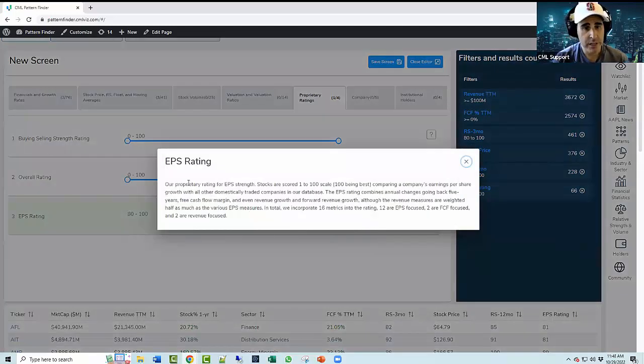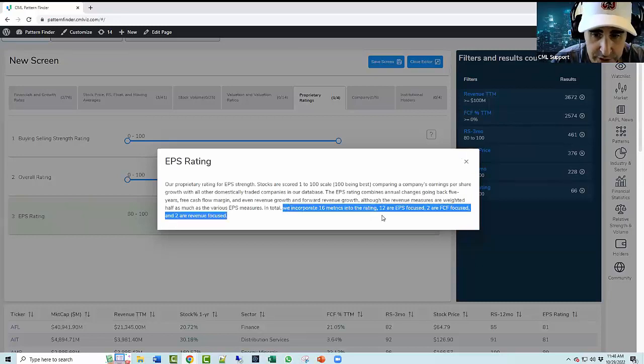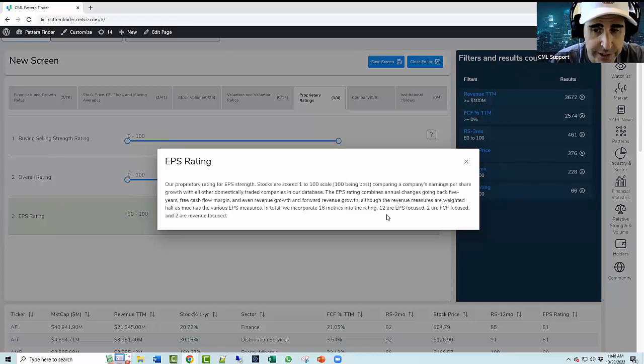Our proprietary rating for EPS strength, stocks are scored from 1 to 100. 100 is best. Comparing a company's earnings per share growth with all domestically traded companies. It combines annual changes going back 5 years, free cash flow margin, revenue growth, forward revenue growth. So that's what analysts are estimating, right? So forward revenue measures are weighted slightly less than EPS. It actually takes 16 metrics. 12 are EPS focused, 2 are free cash flow focused, and 2 are revenue focused.